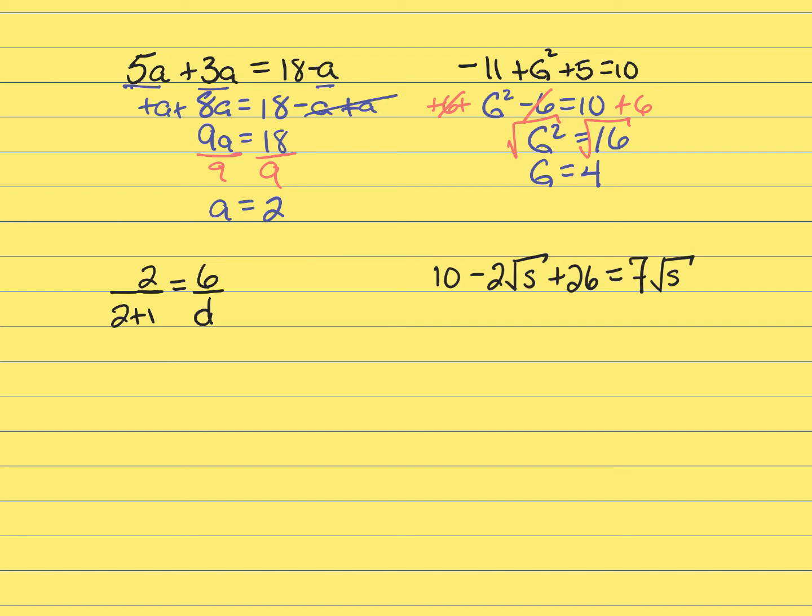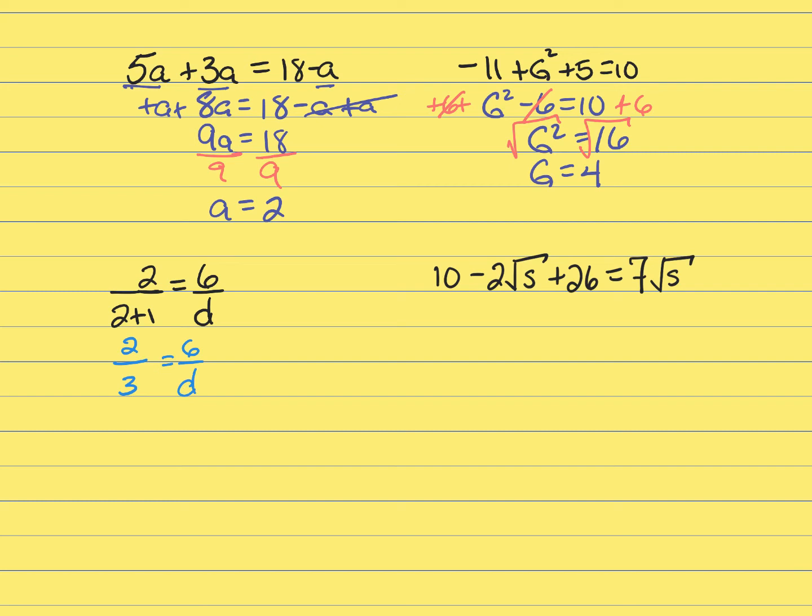So let's look at the third problem. It's a fraction. 2 over 2 plus 1 is equal to 6 over d. So my first step is I want to try to simplify the denominator of the left-hand fraction. So that's going to become 2 divided by 3, which is equal to 6 over d. There are other ways to start, but that's how I'm choosing on this one.